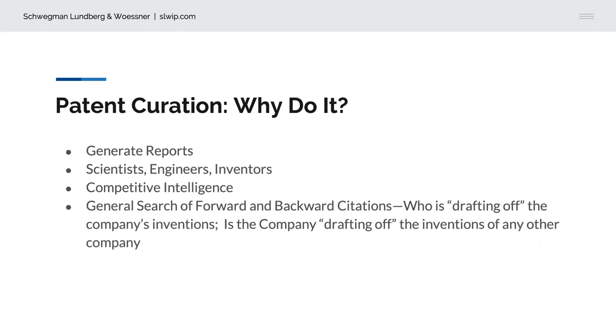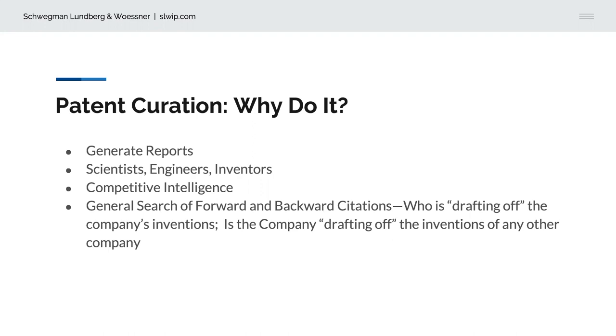And another area is competitive intelligence. As Piers will show you, the ClaimBot can actually be used in the area of competitive intelligence by mapping a competitor's portfolio in the ClaimBot software. And another very useful form of data are the forward and backward citations.